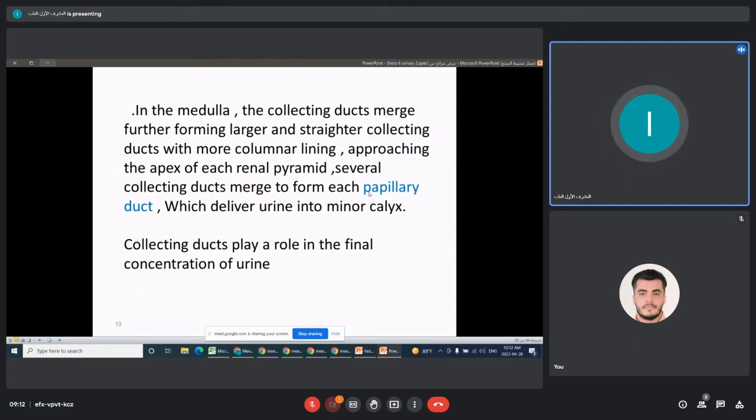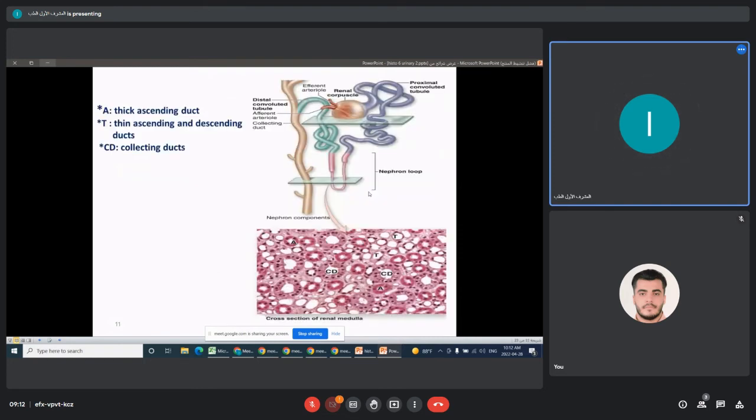The major function of the collecting ducts and tubules is the final concentration of urine before its passage into the calyces, pelvis, and then into the ureter. This section shows a deep part of the tubular and duct system. So this part here shows the loop of Henle and the collecting ducts. The section here is from the medulla. This part is the thick ascending limb, which forms the initial part of the distal convoluted tubule here.